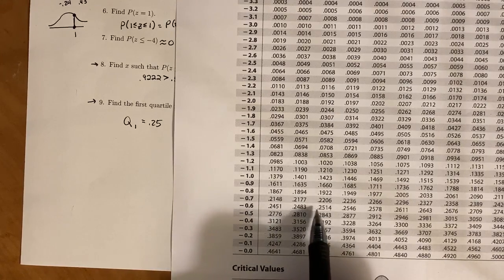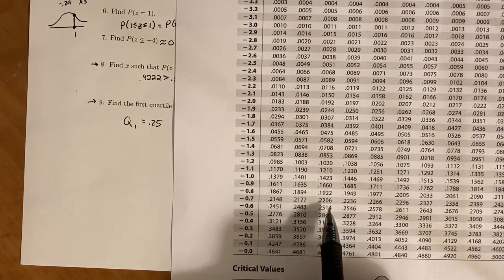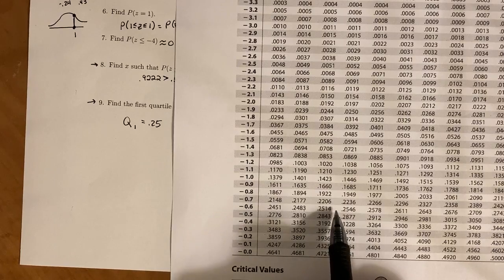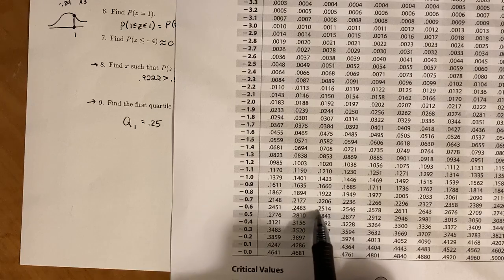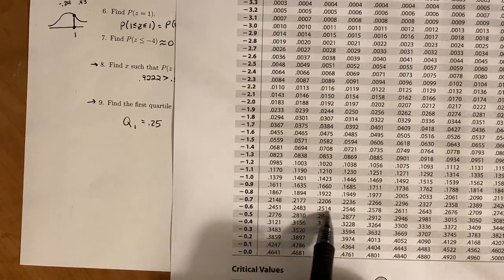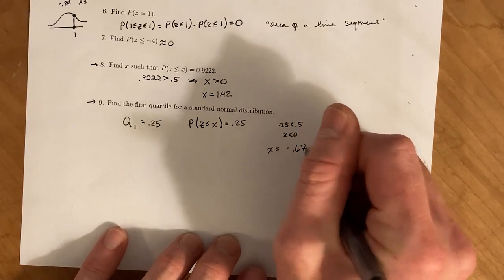And we're going to take the number that's closer. So over here, this is 0.0017 away from 0.25. Over here, this is 0.0014 away from 0.25. So this number here, the 0.2514, is closer to 0.25 than the other number is. And that's occurring at negative 0.67. So our x value is negative 0.67.